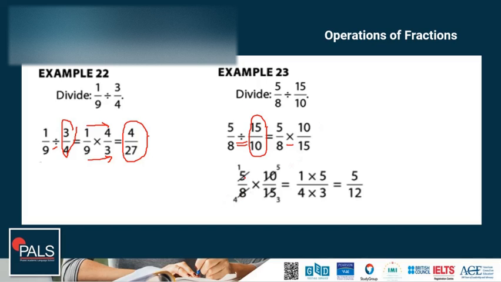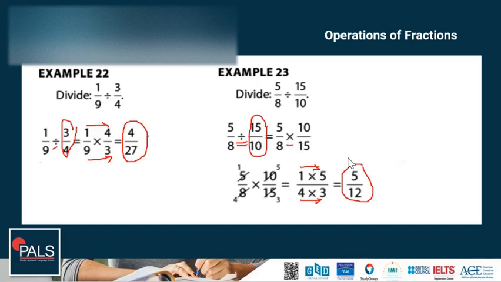So here 5 and 15 can be divided by 5. So 5 divided by 5 is 1. 15 divided by 5 is 3. Then between 10 and 8, both of them can be divided by 2. So 10 divided by 2 is 5. 8 divided by 2 is 4. Then proceed to multiplying across. So 1 times 5 is 5. 4 times 3 is 12. So the answer is 5 over 12. 5 over 12 is already in simplest form.